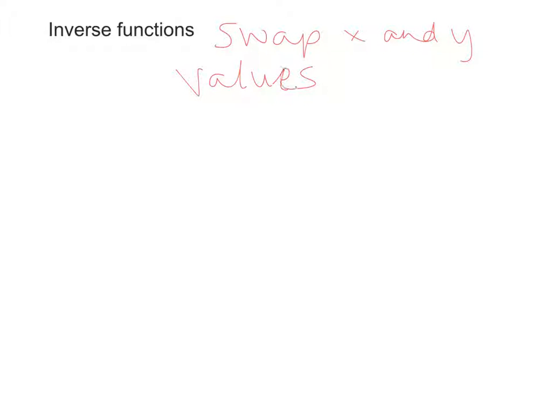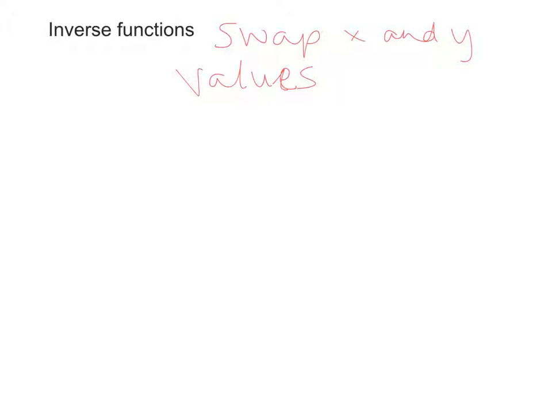That's how you get an inverse function. And in order to swap the x's and y's, neither one of them can repeat. And that's the goal here. So with our inverse functions, we are swapping out those x and y values. So that's how I know.